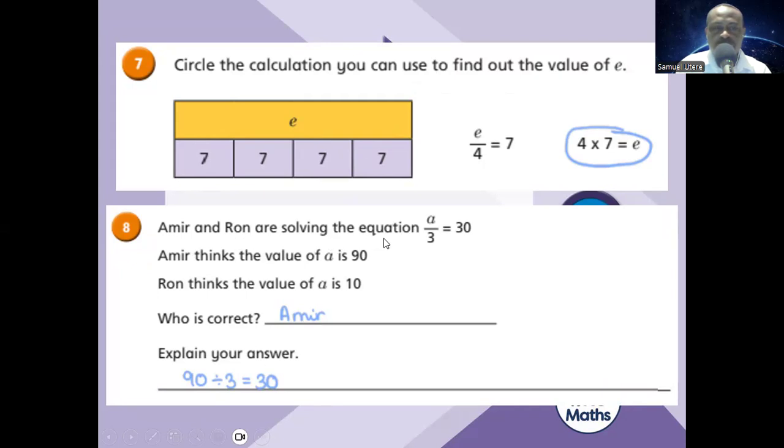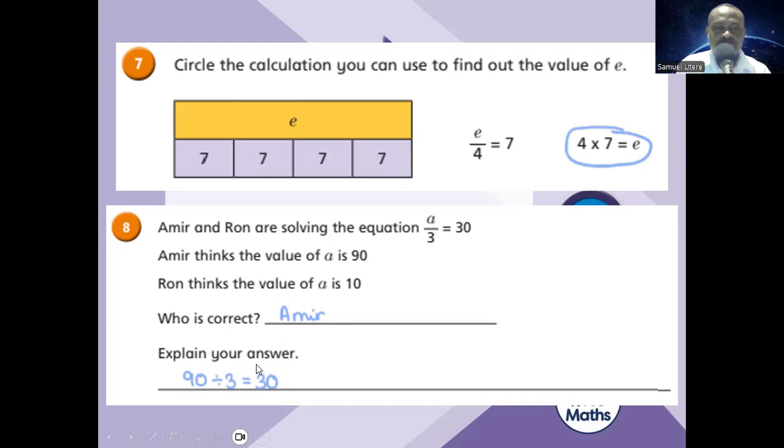And then here you're told Amir and Ron are solving the equation A over 3 is equal to 30. Amir thinks the value of A is 90. Ron thinks the value of A is 10. Who is correct? It's obviously Amir, right?